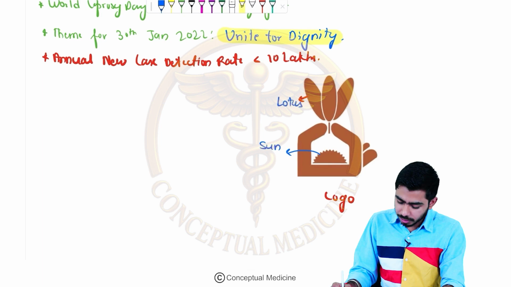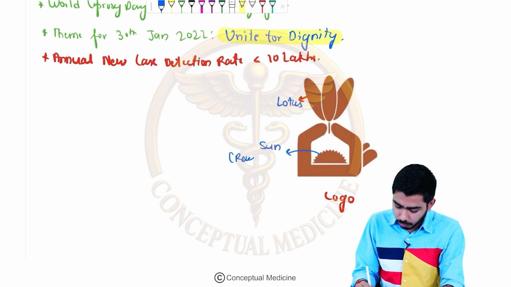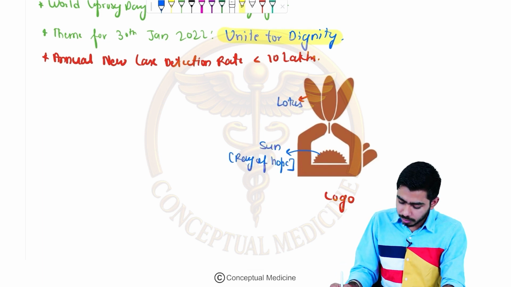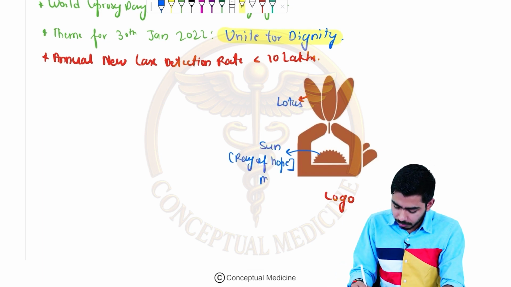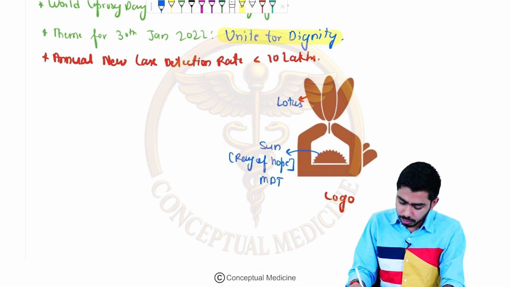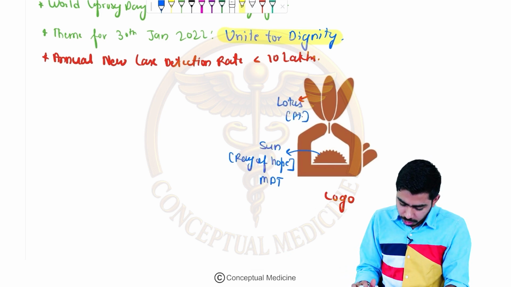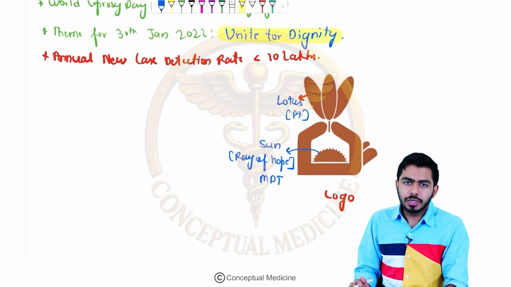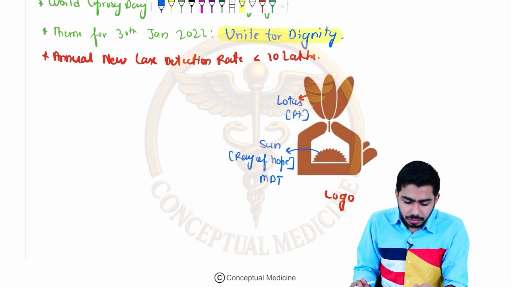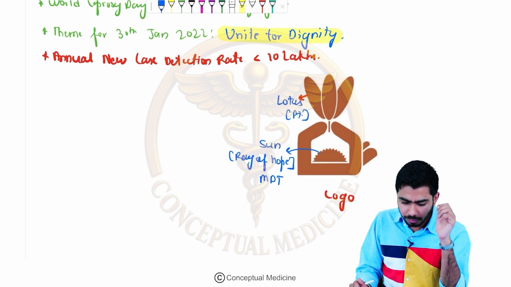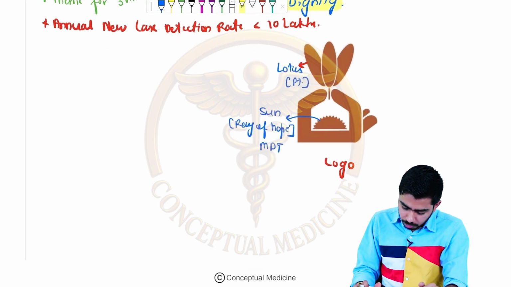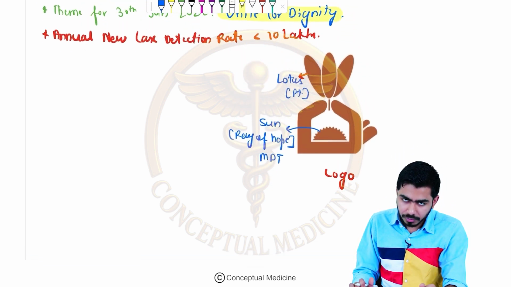And basically the sun is telling us about the ray of hope over here, right? And that would be the multi-drug therapy. Lotus are the patients over here. Okay, so that is the thing over here. That is the meaning of the logo of this National Leprosy Eradication Program, right? Okay guys, once we have talked about that, now we shall be talking about the modality over here.